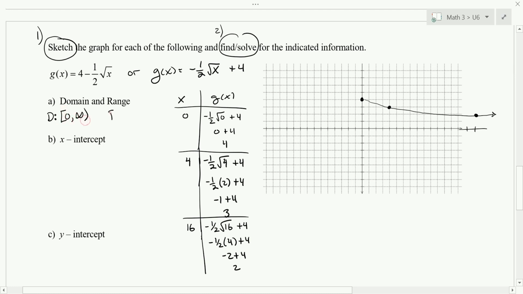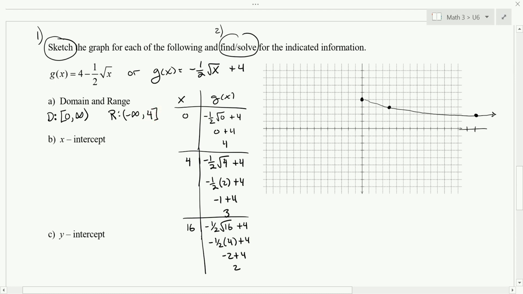And our range starts at what y value? What's the lowest it goes? The lowest it goes. It goes below 2, because it'll keep dropping. So it'll go all the way down to negative infinity very slowly, but it will go. What's the highest this thing goes? 4. And include that 4.